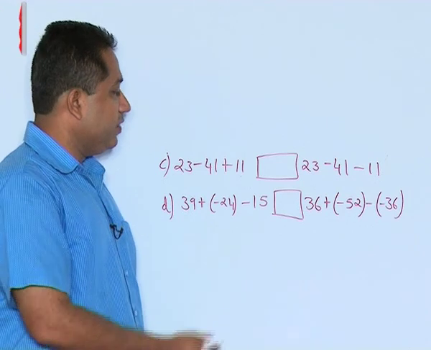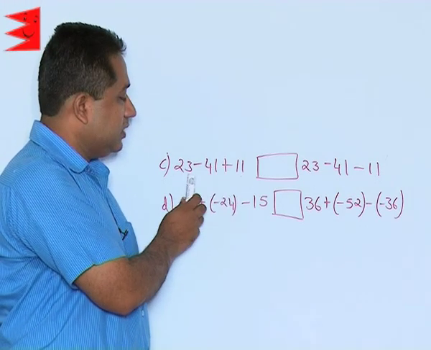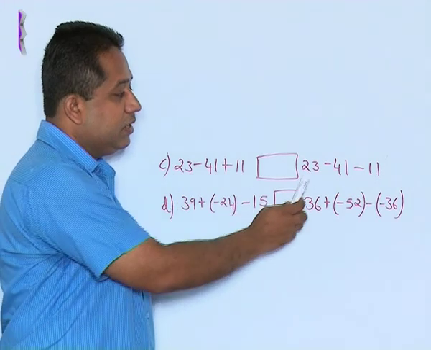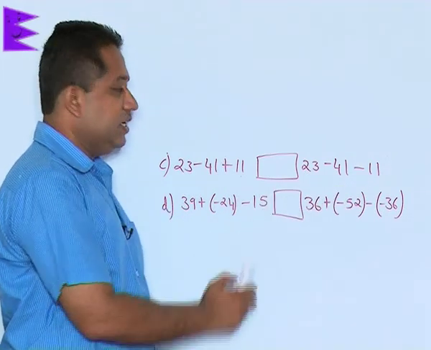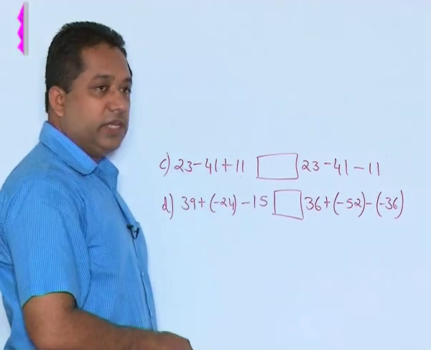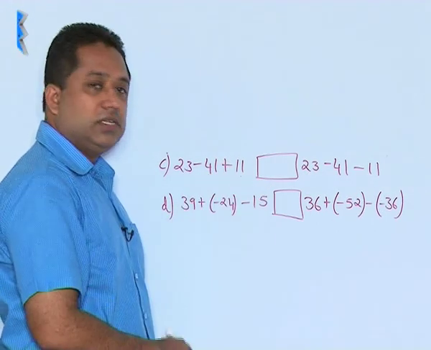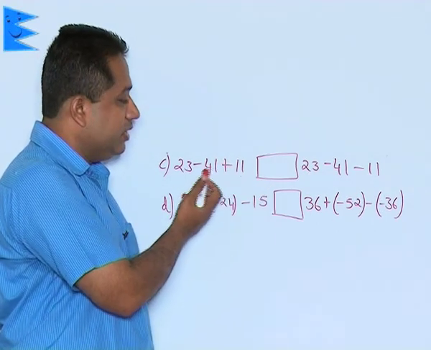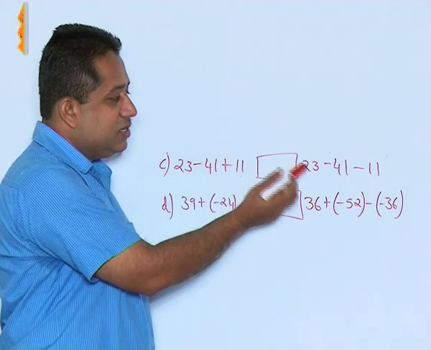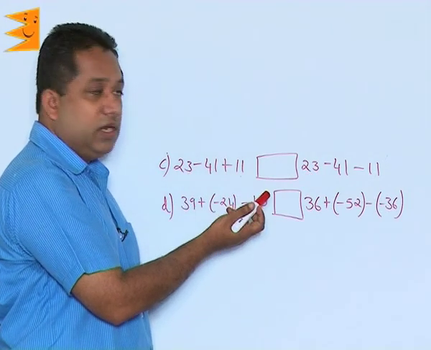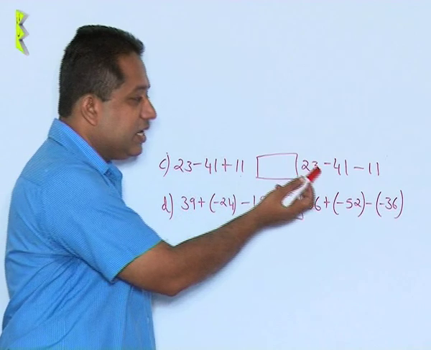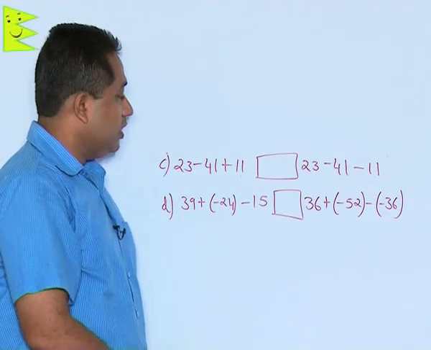Now, if you observe, the numbers are the same: 23, 41, 11. So there is a tendency to put the equal to sign, but we have to be very careful about the symbols that are inserted in between these numbers. Although the numbers are the same, the value may be different because of the symbols inserted in between. So let us look at the symbols.